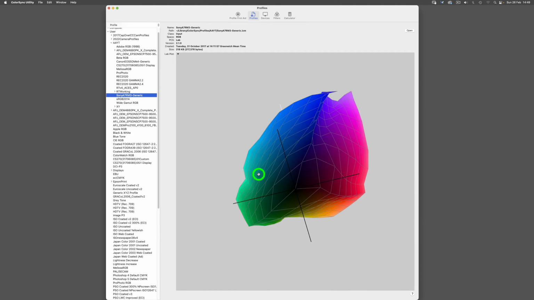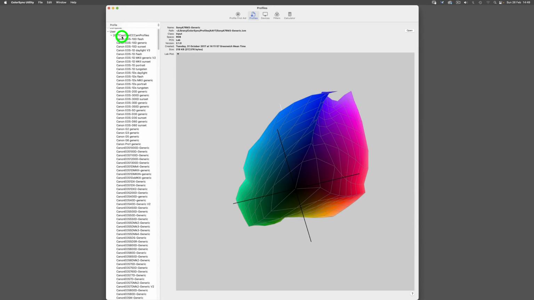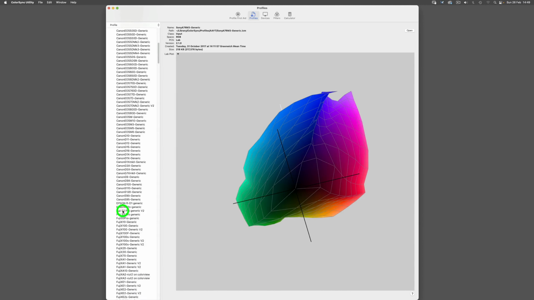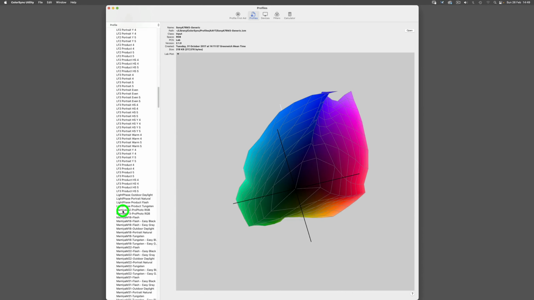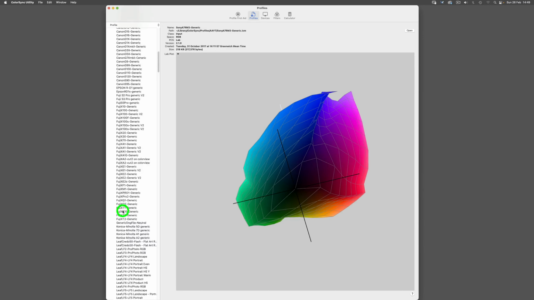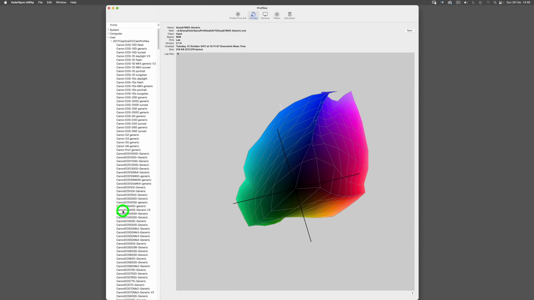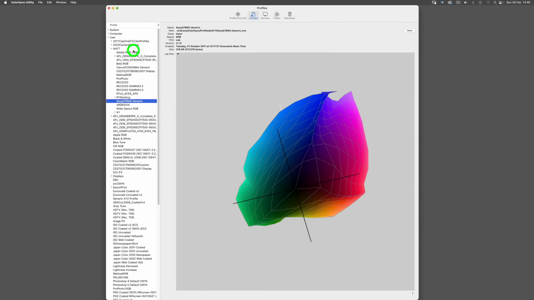And where do we get these colour spaces from? I actually borrowed, in air quotes, these colour spaces, or capture profiles, from the 2017 edition of Capture One Pro. And you can see Capture One Pro contains an awful lot of basic camera profiles. It's quite scary. But there you go. So I'll minimise that and come back to here.